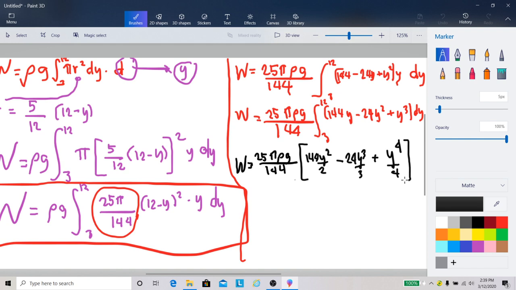And then ang ilalagay na lang natin limits is from 3 to 12. Ayan, ganyan yan. Now, once nag-integrate ka, wala na integral sign, limits na lang ang matitira. So, ngayon naman, ipapasok natin yung limits. W is equal to 25 pi rho g over 144.